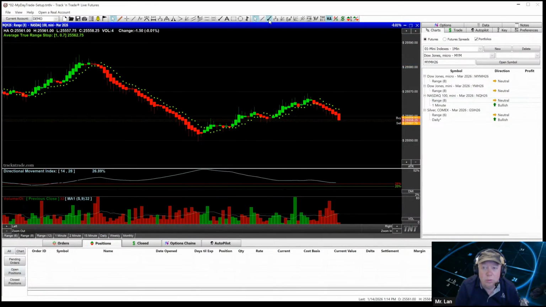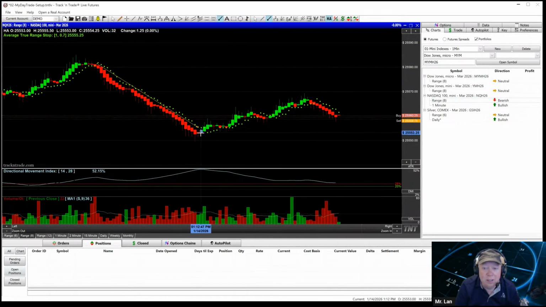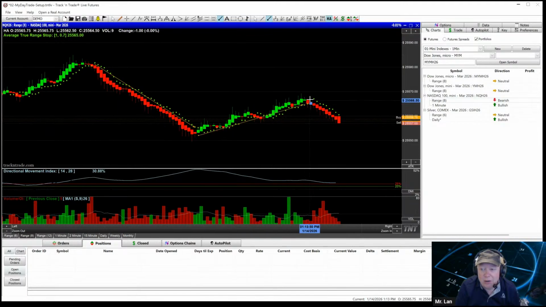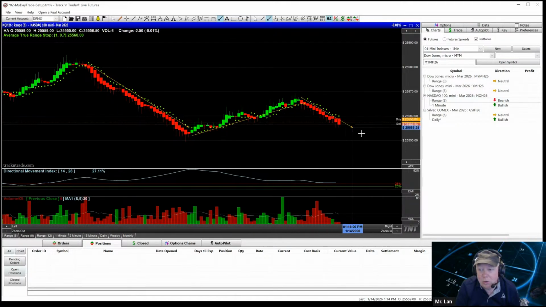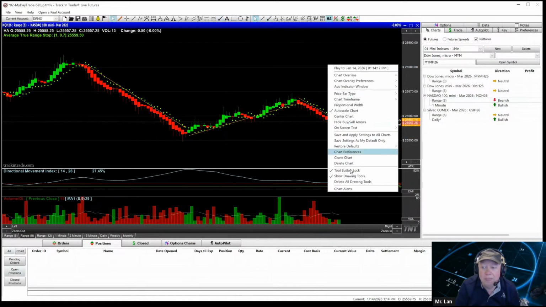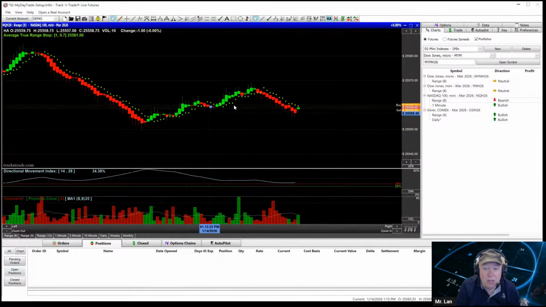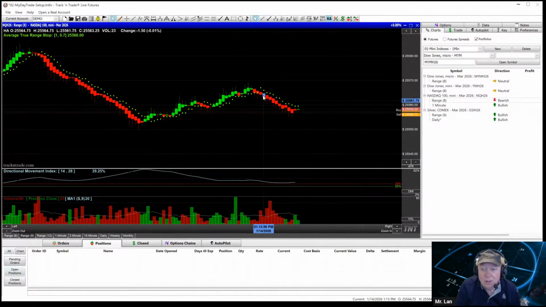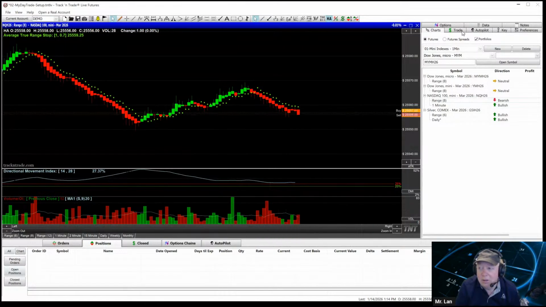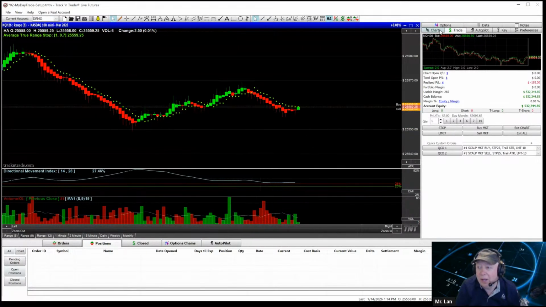So smooth, smooth, smooth, that's the trend. Choppy, choppy, choppy, choppy, that's the counter trend. All right, so keep that in mind. Smooth is the trend; choppy is the counter trend. So we got a smooth trend coming in. Oh, it still doesn't look very good. I don't like this chart, Kirk.